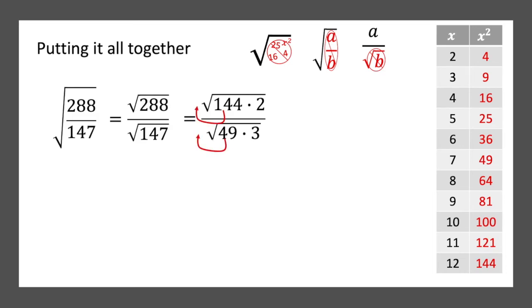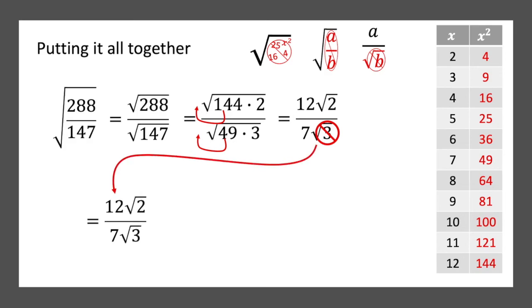We'll pull those perfect squares out. We get 12 root 2 over 7 root 3. Uh-oh. We can't have a root 3 on the bottom. So let's come down here where we have a little bit more room. And we'll multiply the top and the bottom by the square root of 3. Again, that's called rationalizing the denominator.